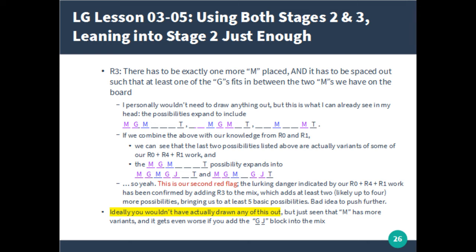Just get out, get out. The lurking danger indicated by our Rule 0, Rule 4, Rule 1 work has really been confirmed by adding Rule 3 into the mix, which adds at least 2, likely up to 4 possibilities. Again, don't even worry about counting all the possibilities. It's more than 3. It looks like a lot more than 3.